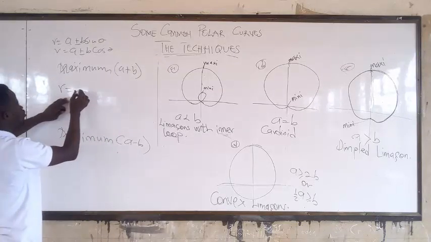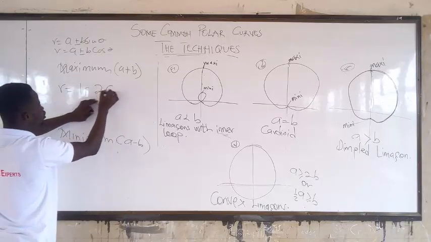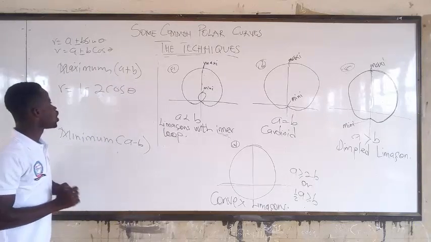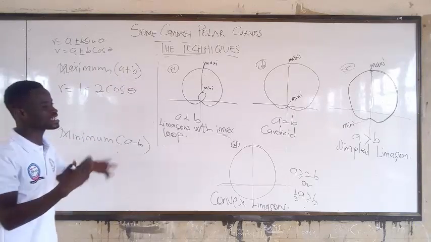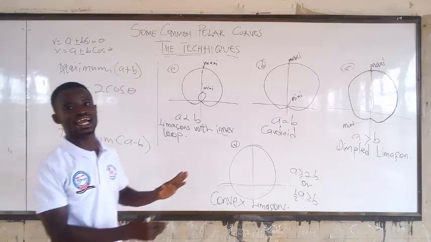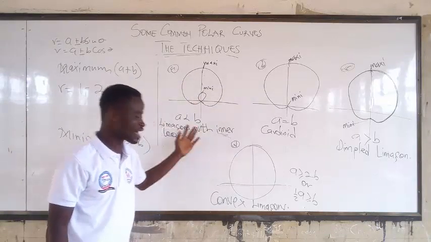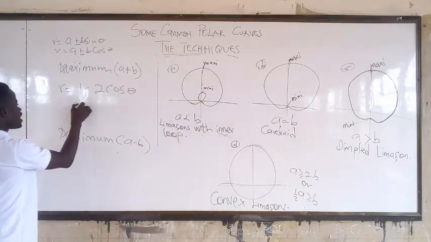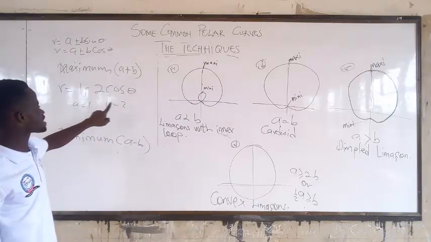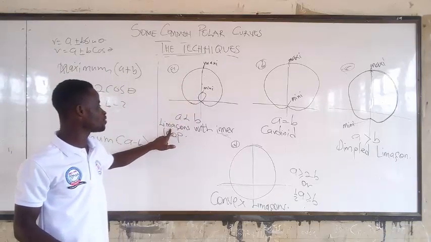r is equal to 1 minus 2 cos theta. So first of all, you know that this is cos, so it's the x-axis. So the negative means that it will be on the negative x-axis. But you don't know whether it's this or that or that. So let's see. a is 1, b is 2. So a is less than b. a is less than b.